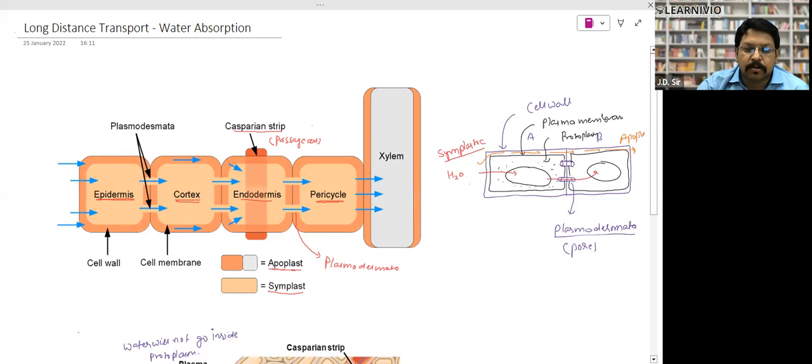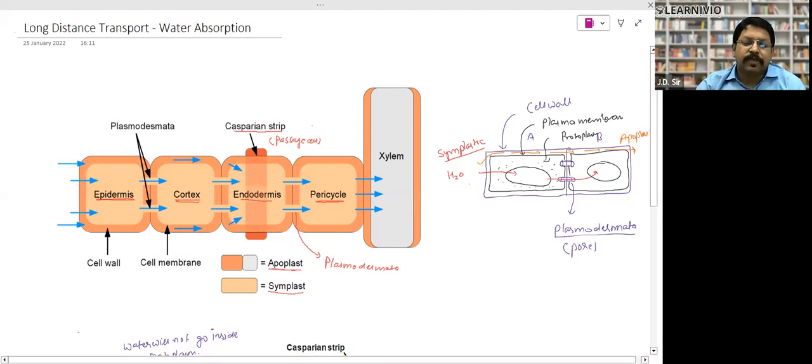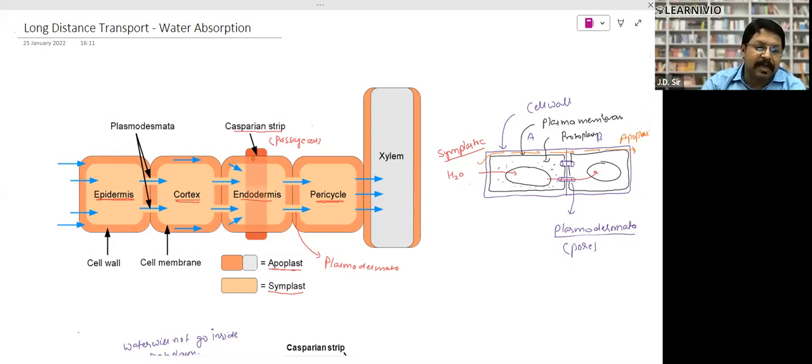Yes, sir. Right? But if there is a barrier in the endodermis cell, it means this part is impermeable. So what will happen if this part is impermeable? Can water pass through it? Water cannot pass through it. So what does water have to do? Water will enter inside the plasma membrane, inside the protoplasm. And that's what happened here. Is that clear?